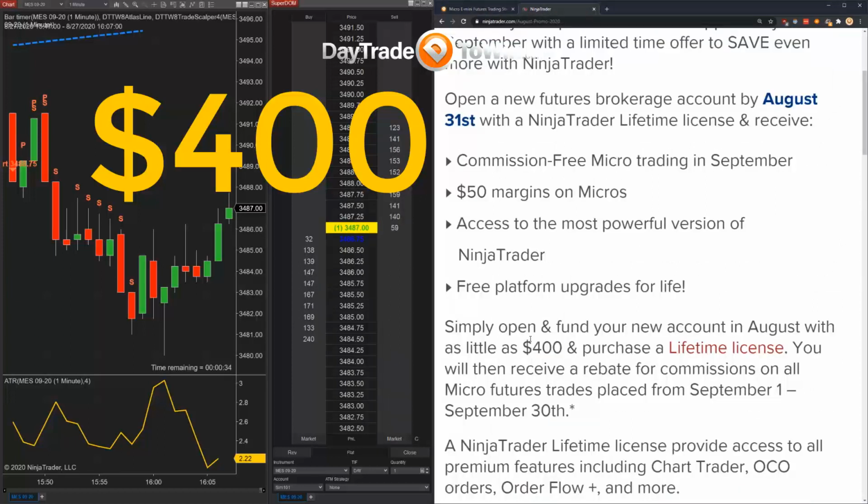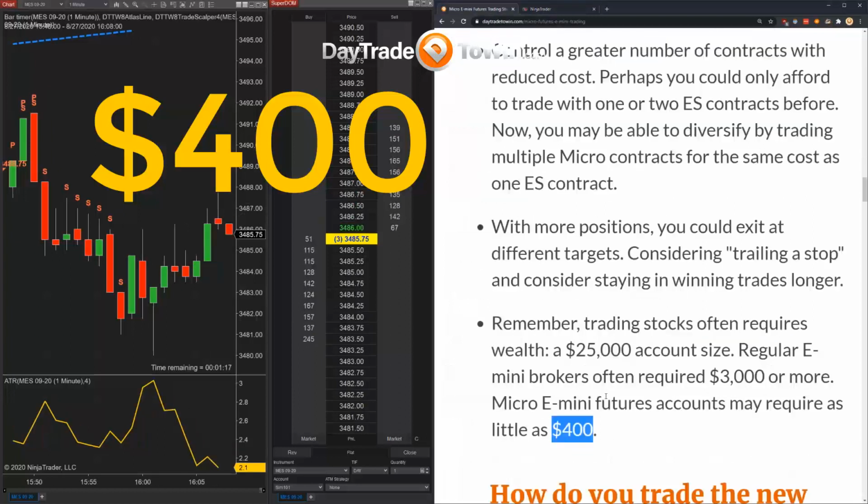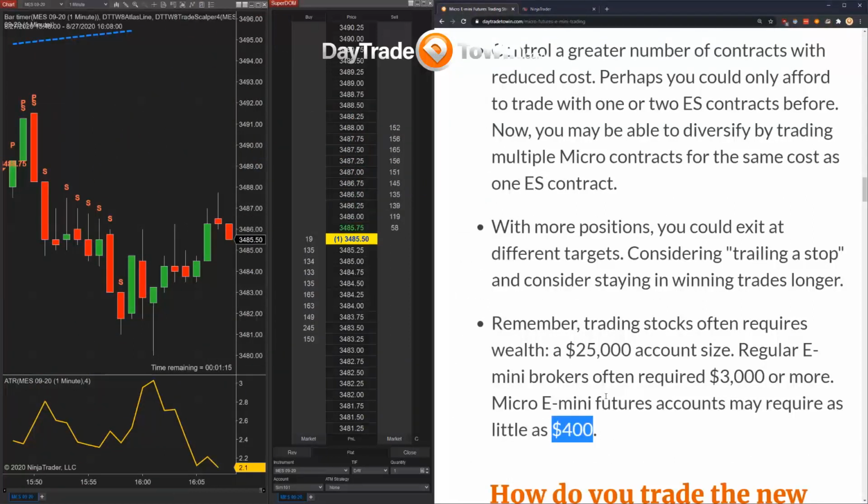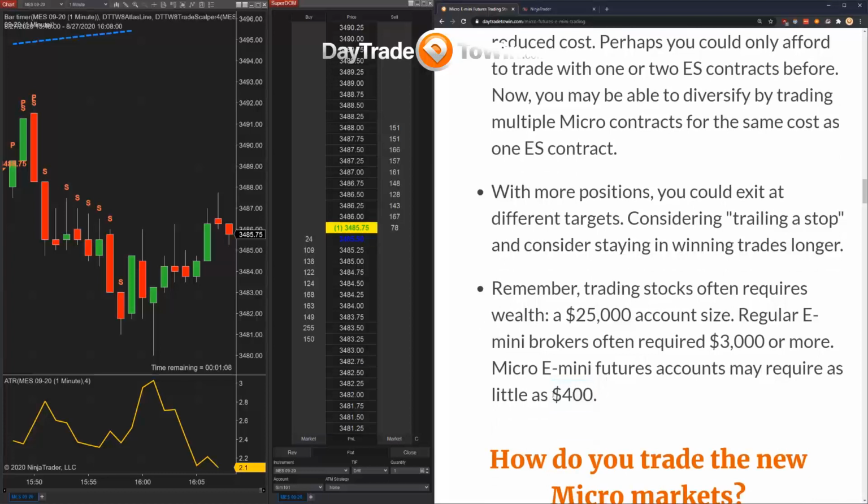NinjaTrader Brokerage does offer account funding as low as $400. But keep in mind, if you fund your account with the minimum, then that's a smaller buffer in case you do incur some losses. We recommend having a larger funding amount than that to start with. As always, we recommend practicing with real-time futures data.